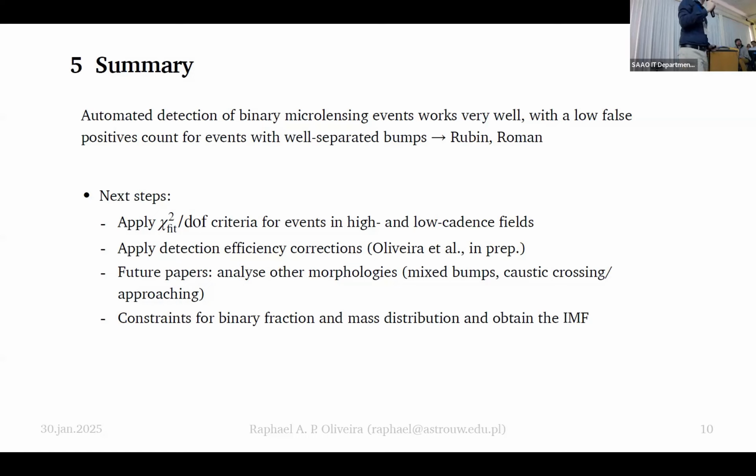And the next steps: the first two are for our first paper with well-separated bumps. Apply criteria assuming the derived fits, apply detection efficiency corrections, simulating all the possibilities of whether it's detected. And for the future papers, analyze other morphologies, and finally get the constraints for binary fraction and mass distribution for the IMF. That's all. Thank you.